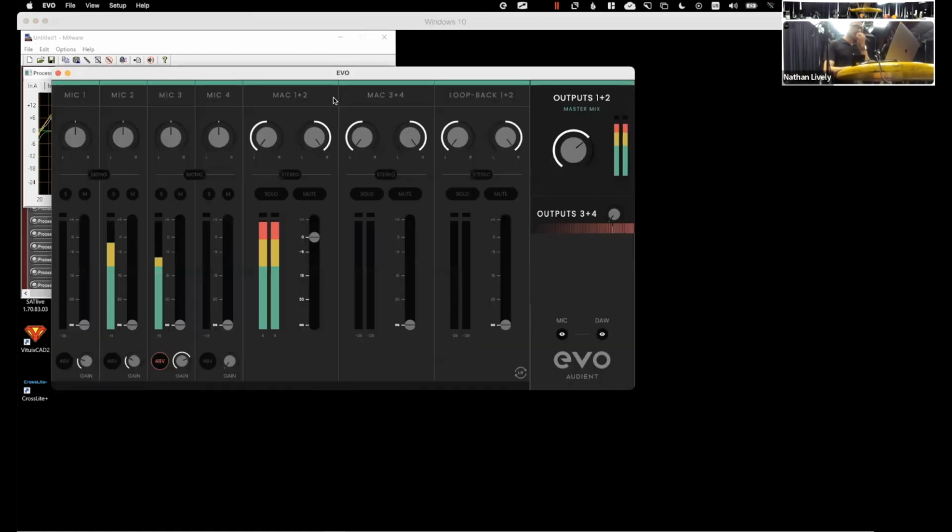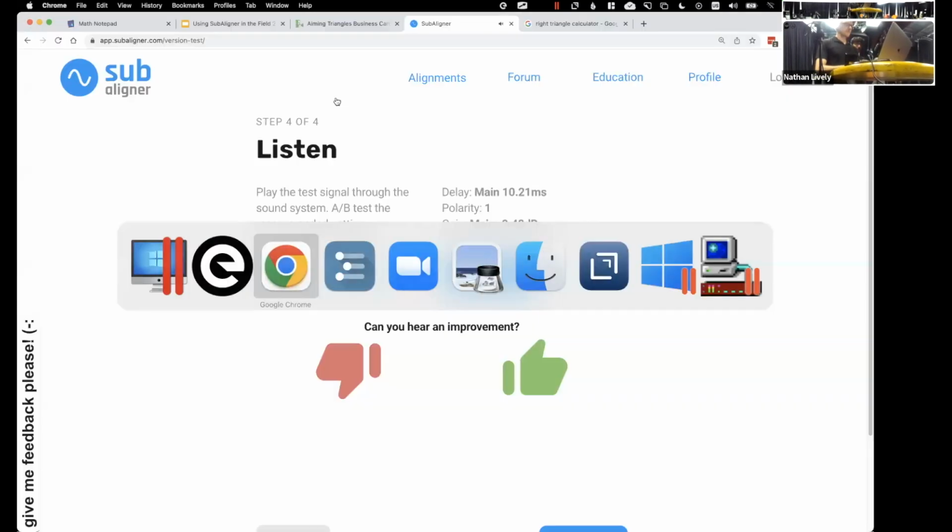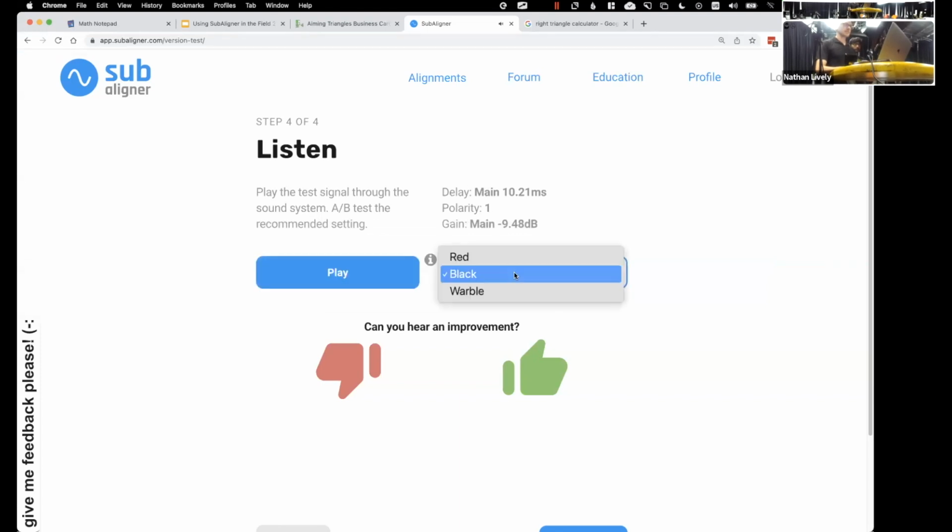Okay, so I definitely hear the change. Can you try again? So this is polarity inverted. There's normal. I don't know if one is better than the other, but I feel like we're losing some frequencies when it's polarity inverted. Okay, let's try the red pulse. This one's going to be louder.